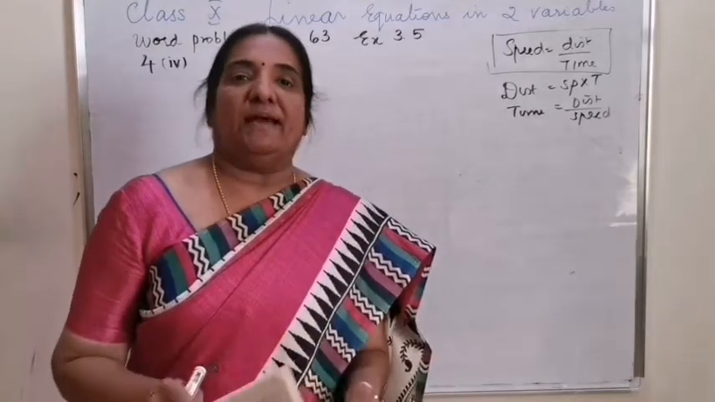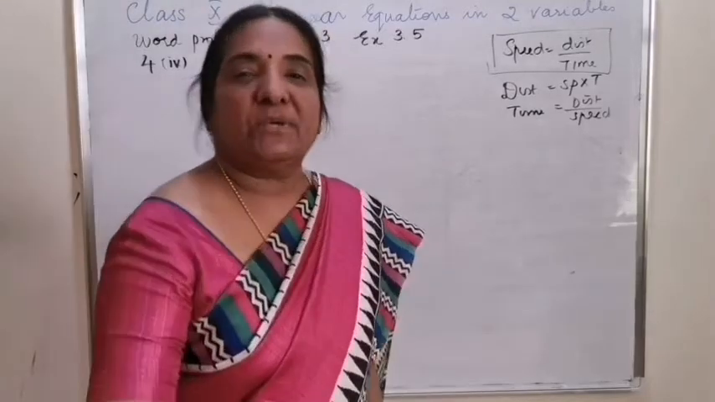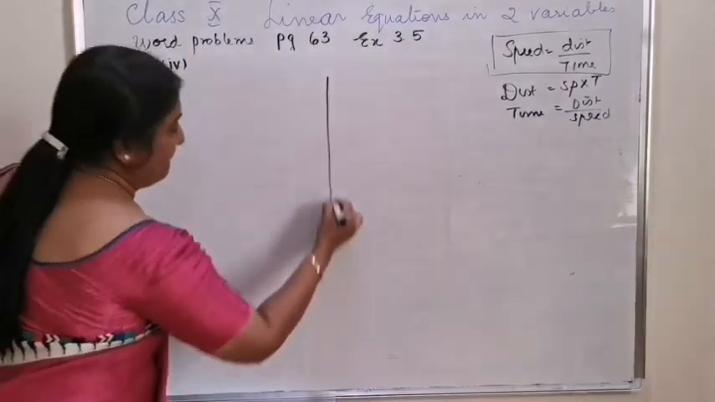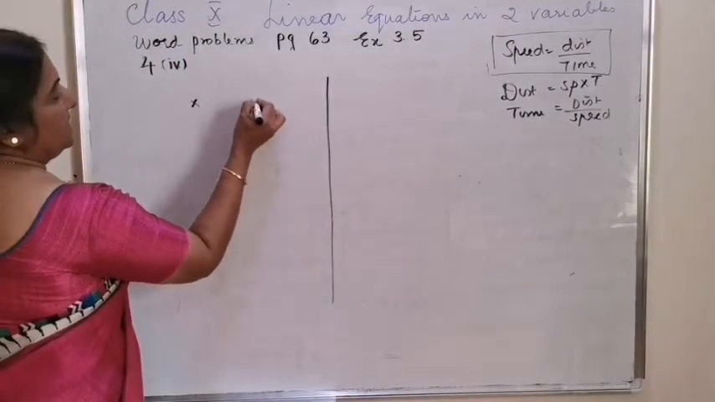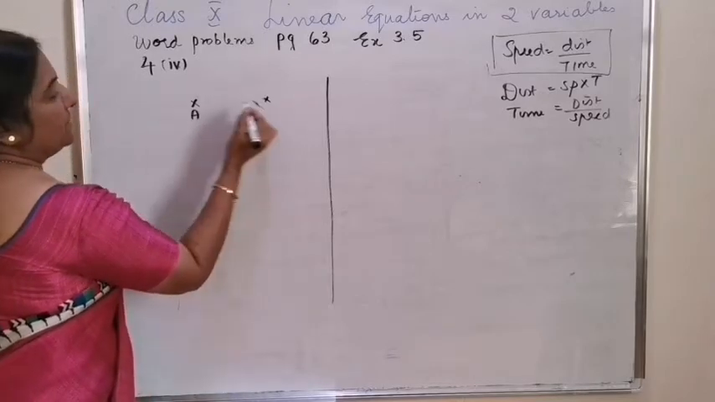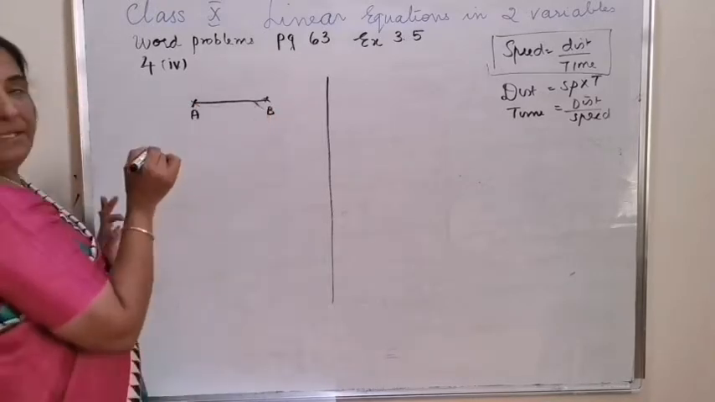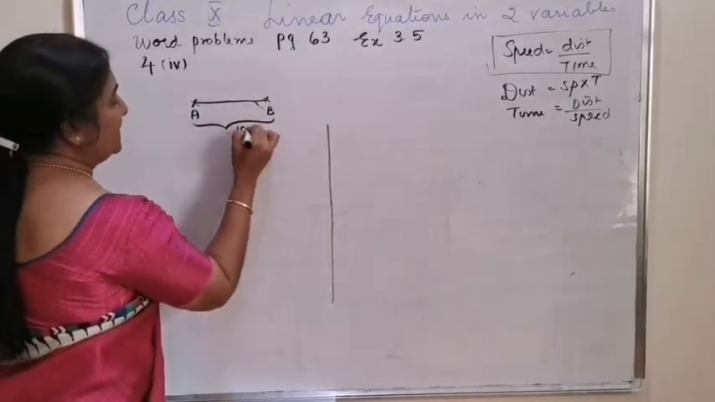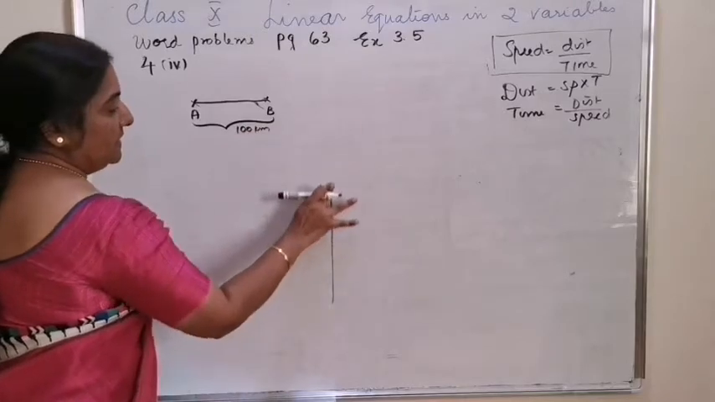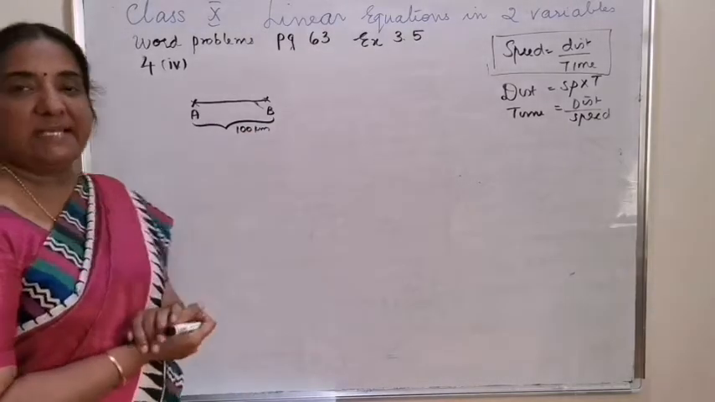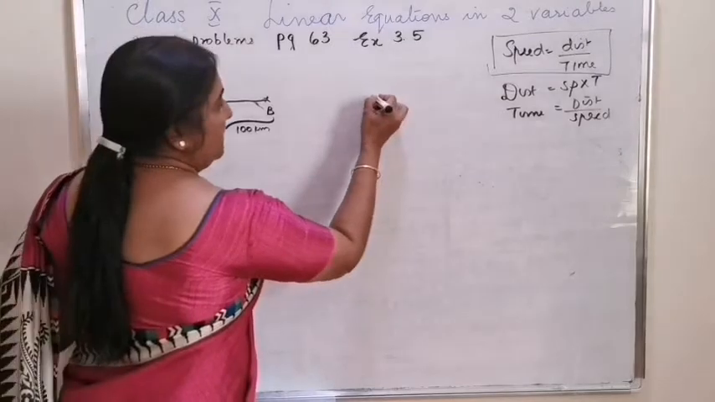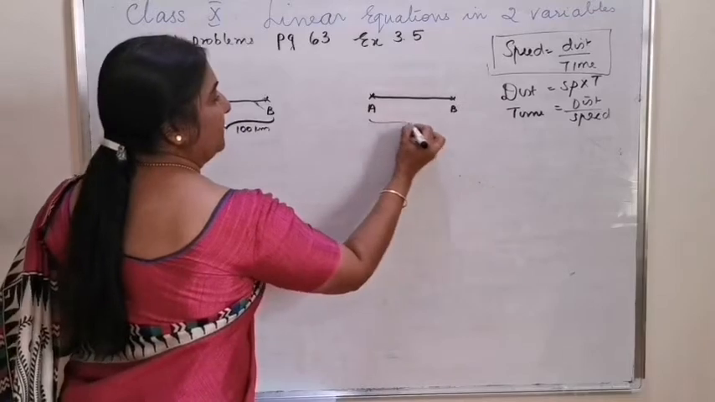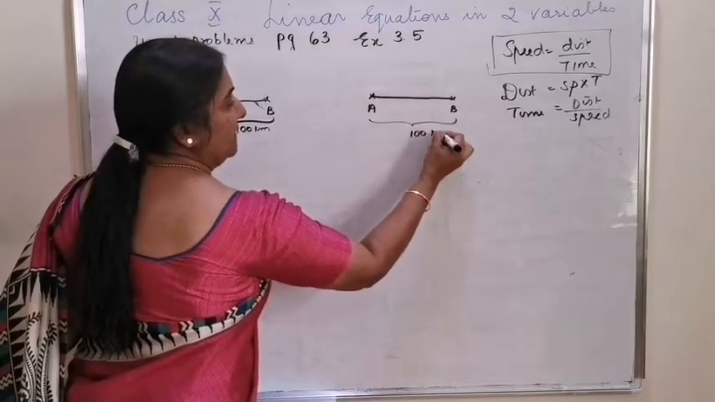Please visualize this particular question. You have two cities A and B. The distance between those two cities is 100 kilometer. There are two cases of how the cars starting from both the points are traveling.